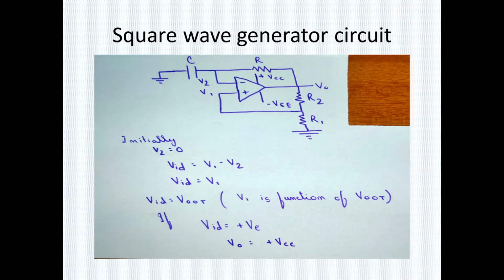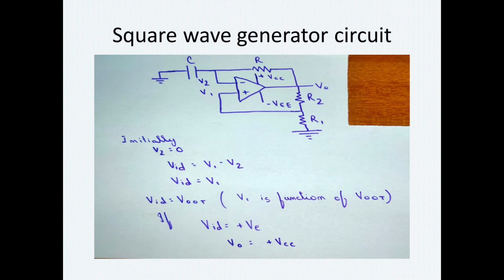So here we'll start the square wave generator circuit. First we take an operational amplifier with positive feedback, same as the one we took before, and we connect the inverting terminal to capacitor C, which will be charged through resistor R connected to the output voltage V0. Initially the capacitor has no charge, so V2 is equal to 0, and the differential voltage VID, which is V1 minus V2, will become V1 since V2 is 0.